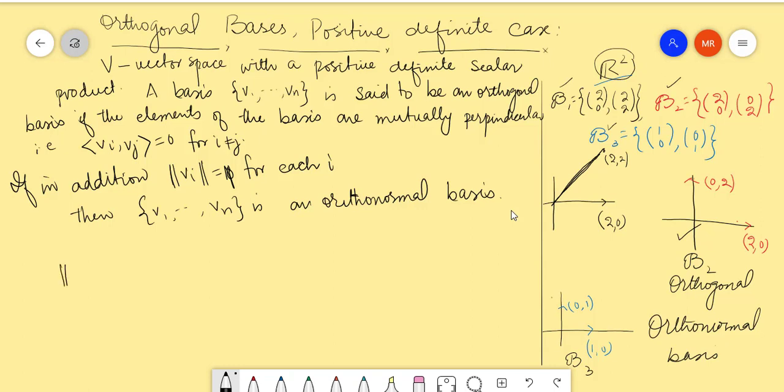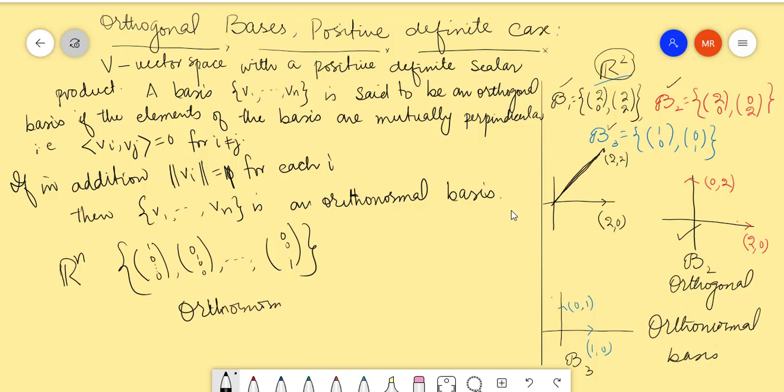For example, if we consider Rn, then the unit vectors (1, 0, 0, ...), (0, 1, 0, ...), and the last one (0, 0, ..., 1) form an orthonormal basis of Rn. Now the problem is that if we have a basis of a vector space, how can we shift that basis into an orthogonal basis of that vector space?